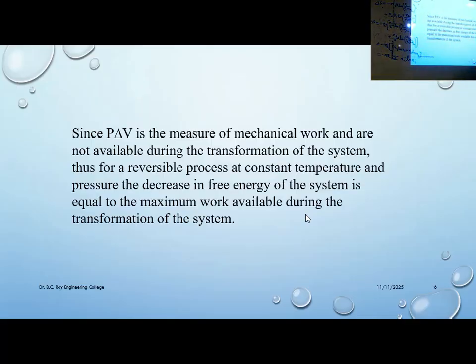So this is the equation, no? If you take T constant, then this term is 0. Then if I take dP, it will be V, and if P is constant, then this is 0. So obviously it will be minus S.